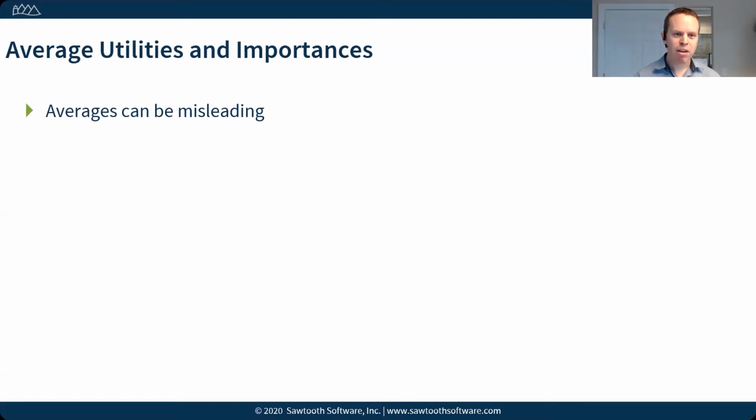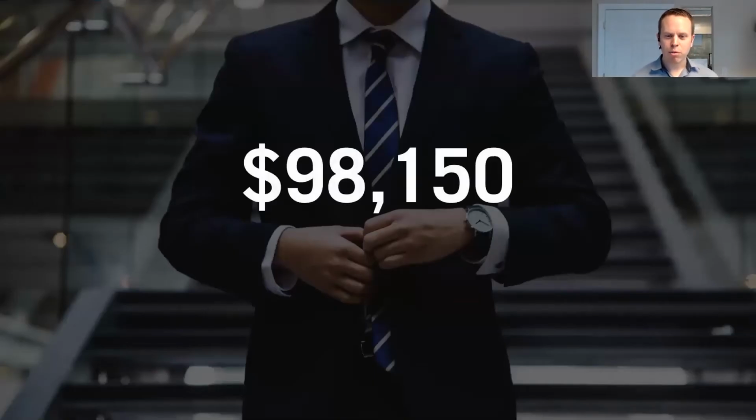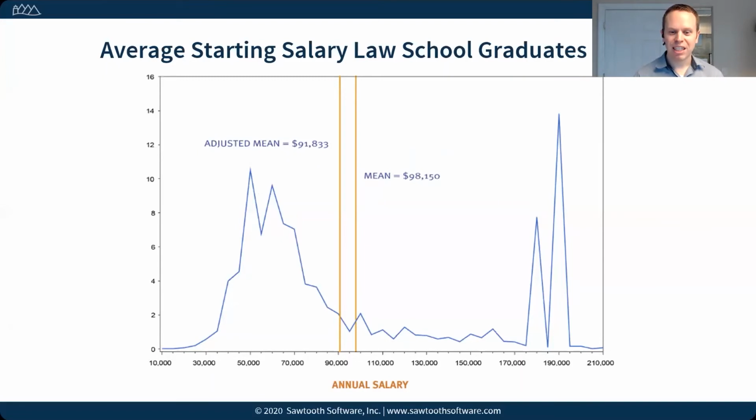So my favorite example, if I was trying to wow some students, I would say, did you know that the average starting salary for a law school graduate is $98,000? And that sounds like a pretty impressive number, but unfortunately it's a pretty misleading number. If you actually look at the data, there's very few people who make somewhere around the mean, or they actually report an adjusted mean to try to pull it down a little bit.